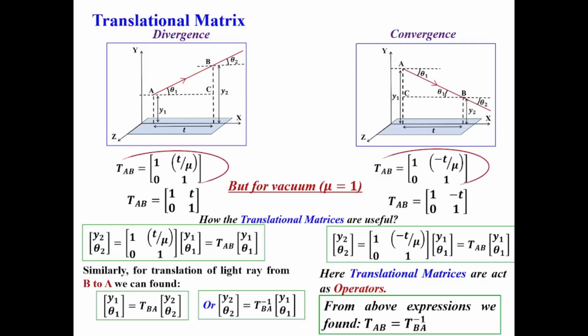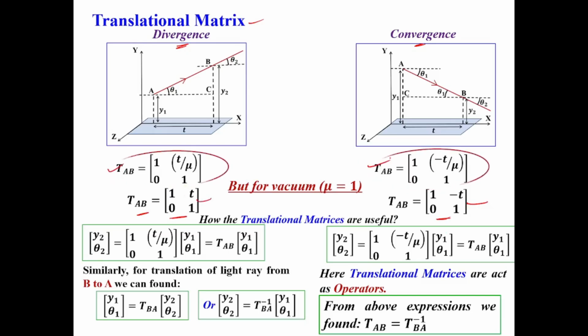Okay, hello everyone. In our last class, in detail with notes, we discussed the translational matrix for divergence of ray and convergence of ray. In vacuum, we found the translational matrix for divergence of ray is this one, and for convergence is this one. I suggest you just remember these two matrices.